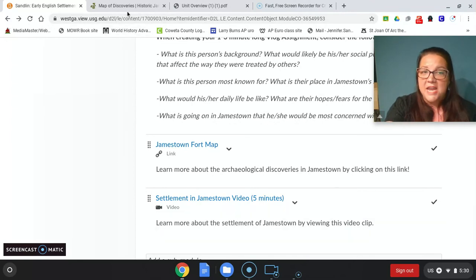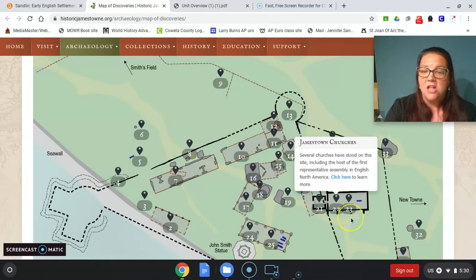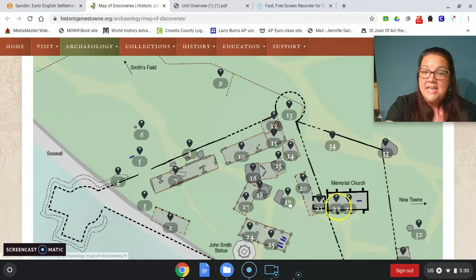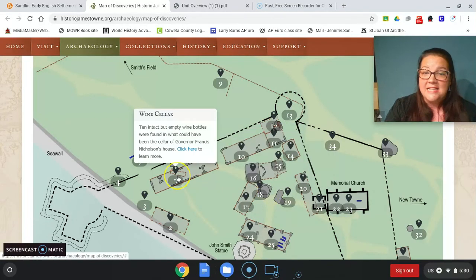So you've got this Jamestown fort map. This is actually from an archaeology site, and it shows the different archaeological digs at the fort, and it tells you what each area was used for. So I thought that was really neat. It's nothing that requires any kind of assignment with it. It's just something neat to go through, especially for students who have been there before. They might want to see some of the areas or want to go there.